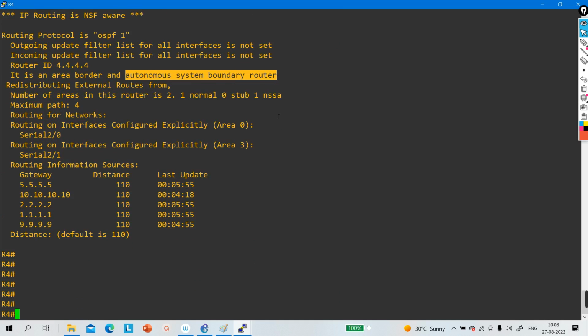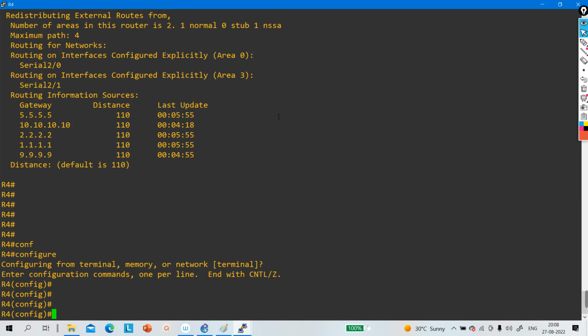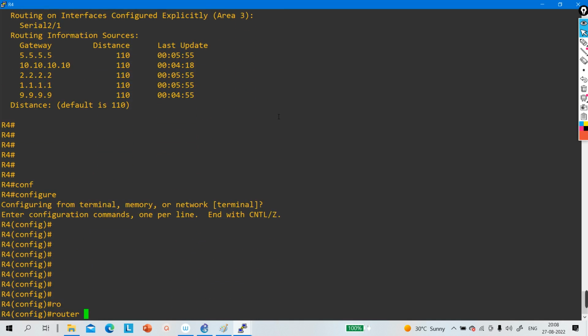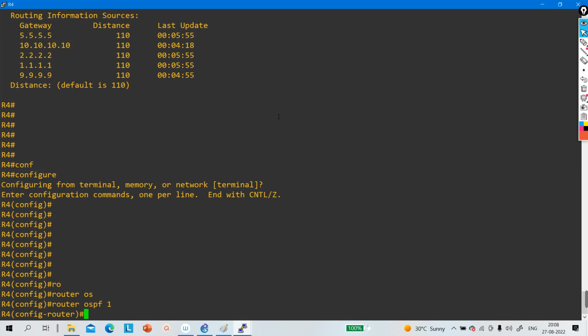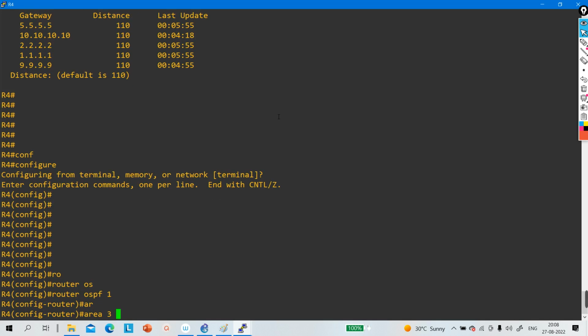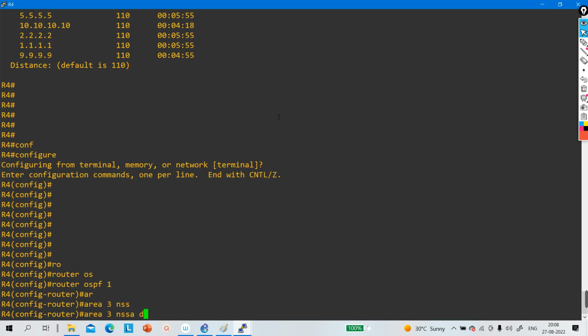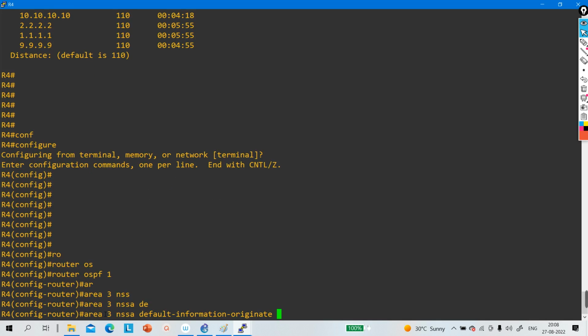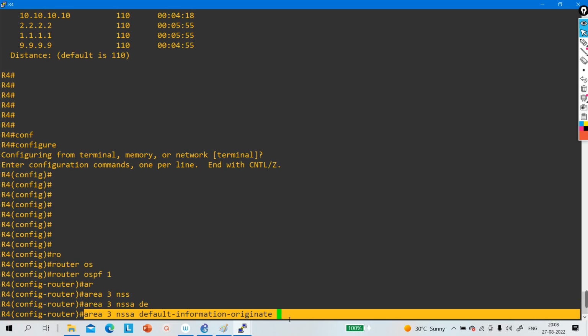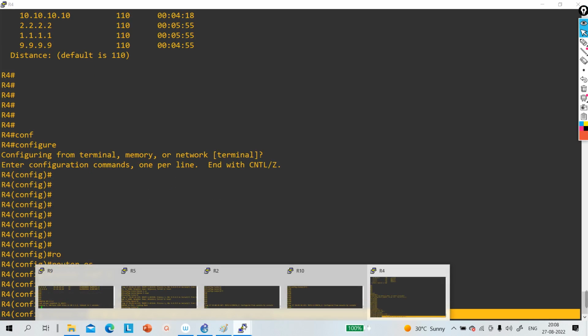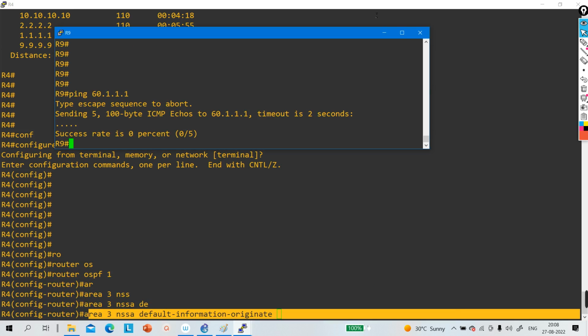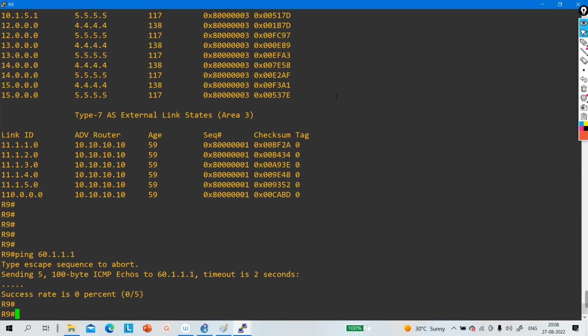After running this command, once you run it on the ABR router, router OSPF 1 and area 3 NSSA default-information originate, this is the command to make the ABR router an ASBR. After running this command, the ASBR router will start generating what? LSA 7. So you can verify on router 9.